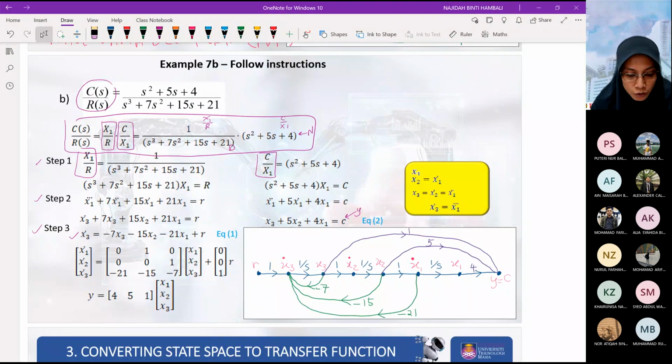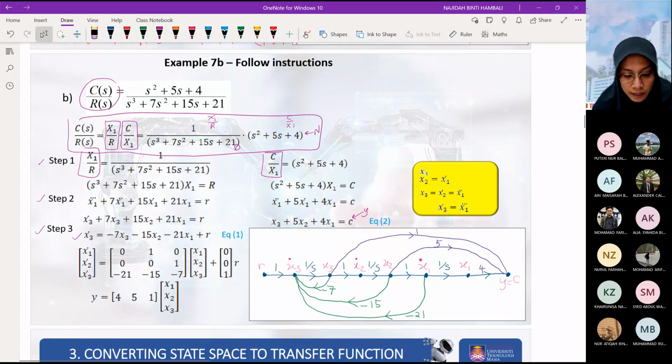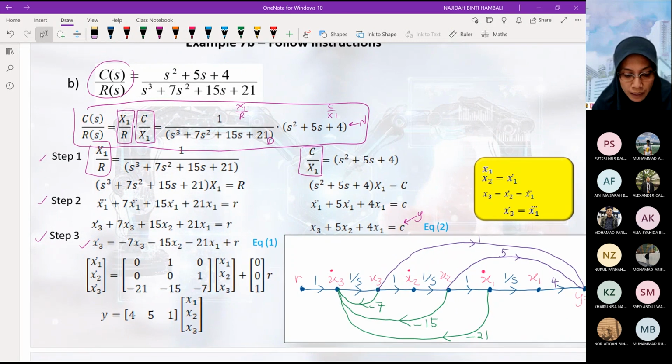So for example 7B, like I briefly explained, saya dah cover sikit hari tu. So we need to check if you have polynomial function at your numerator, then you need to rearrange your equation into two parts, your transfer function into two parts. So in this case, instead of C over R, you rearrange it to be equal to X1 over R multiplied with C over X1. X1 is your state variable, one of your state variable in this case.